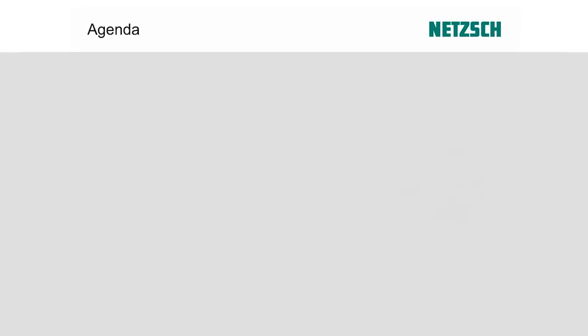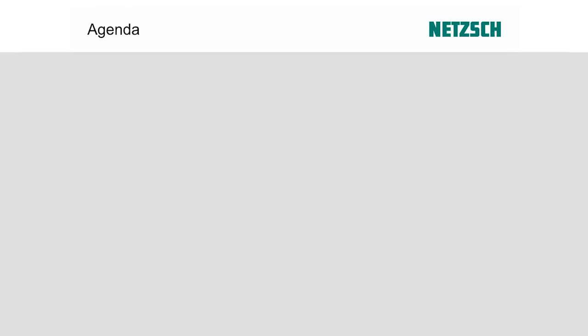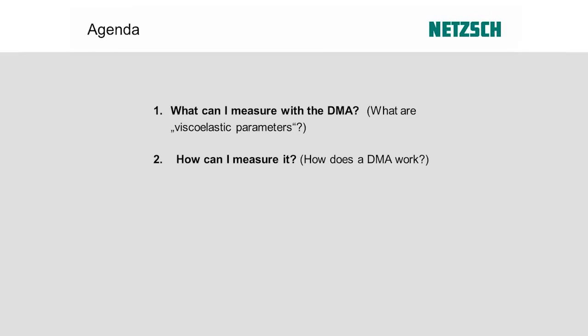So what I will talk about in the next half hour is, first, what can I measure with the DMA. This is a measuring instrument, so it will give you some numbers, and we have to know what these numbers have to do with the viscoelastic parameters of my sample. Secondly, I would like to show you how I can measure it, and with that I would like to introduce the DMA that we provide, our Netzsch DMA 242E Artemis.